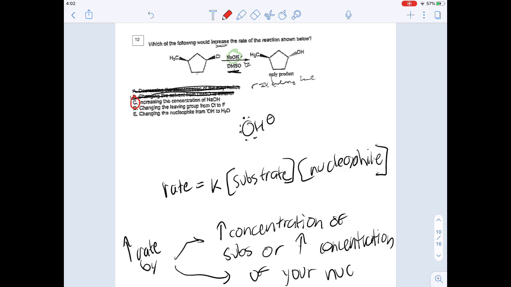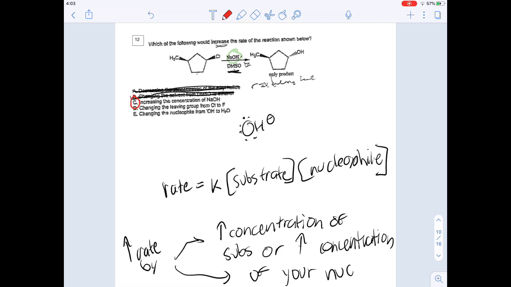Changing the leaving group from Cl to F is actually not going to increase the rate of reaction, because Cl is a better leaving group than F. You guys can check his notes for his little list of increasing leaving group ability. I'm pretty sure Br is the best, then Cl, then F, then I, but definitely double check that one. It is definitely in his notes.